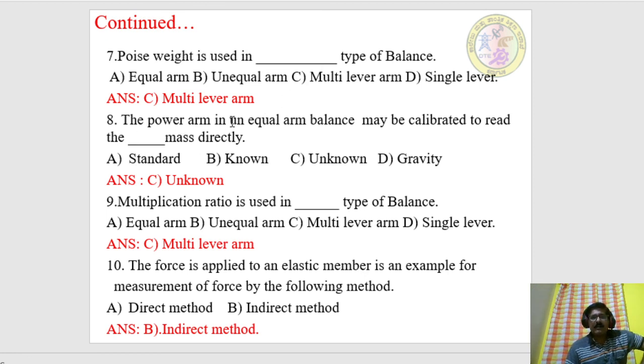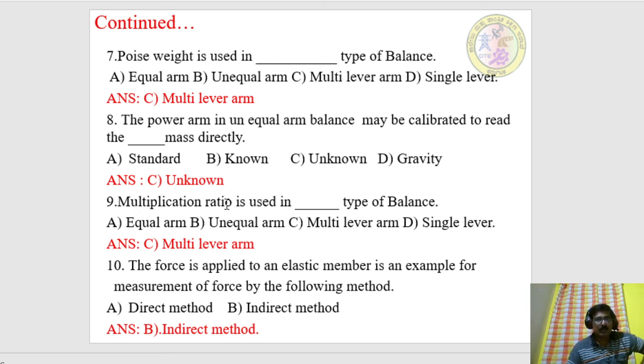The power arm in an unequal arm balance may be calibrated to read the dash mass directly. Options are A, standard, B, known, C, unknown, D, gravity. Definitely an unknown mass is calibrated to be read. Then the option is C, unknown.